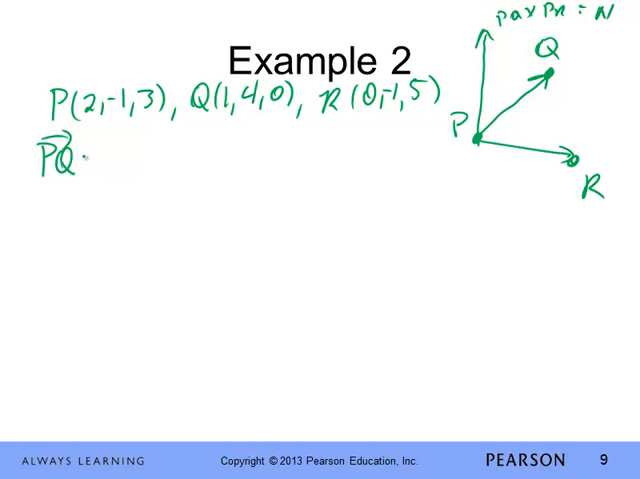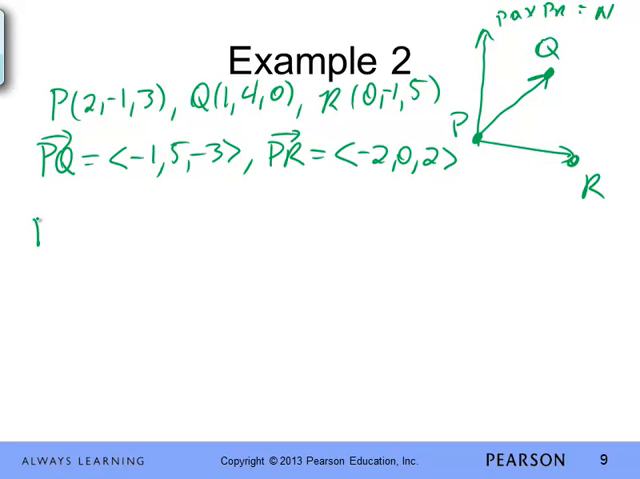So, the vector that will go from P to Q. Alright, 1 minus 2 is negative 1. 4 minus negative 1 is 5. 0 minus 3 is negative 3. And now shoot a vector from P to R. So 0 minus 2 is negative 2. Negative 1 minus negative 1 is 0. 5 minus 3 is 2. And now let's go ahead and calculate the cross product. PQ cross PR.